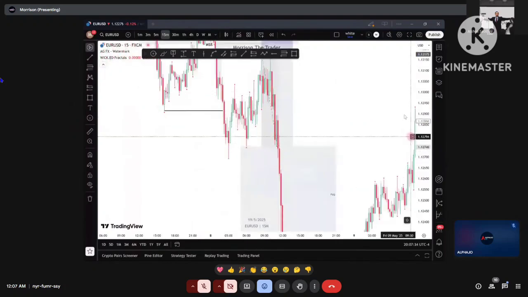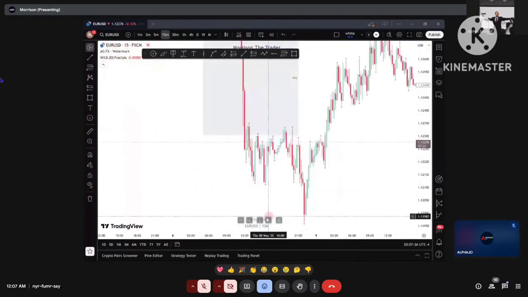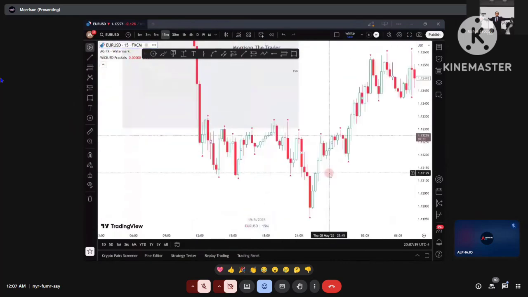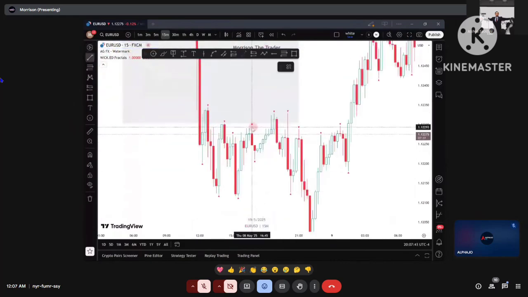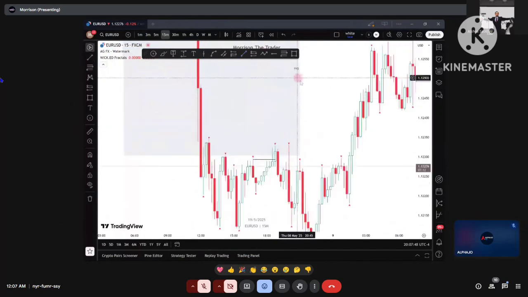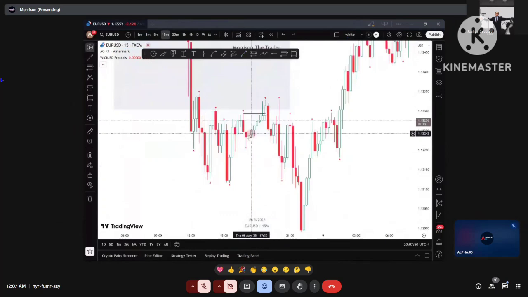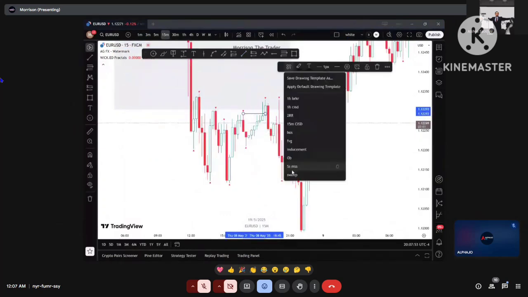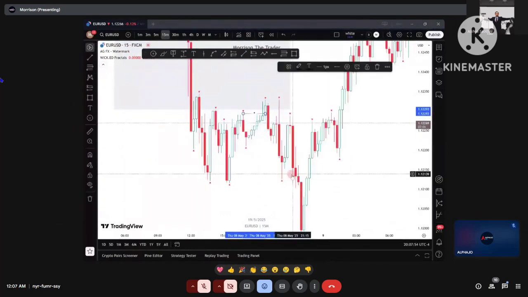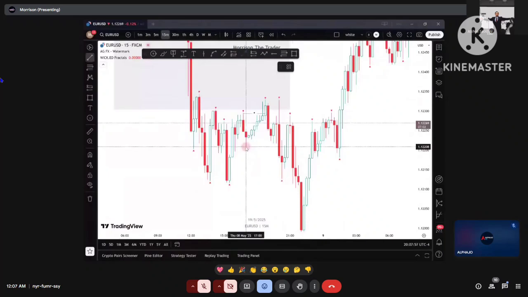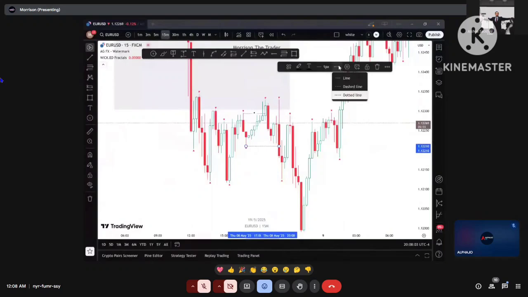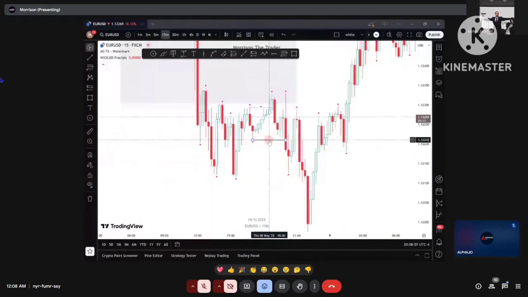Again, another last example. What did price do here? Price swept this high and then went into what? The 4 hour fair value gap right there. Price swept the high, went to that 4 hour fair value gap. And then what did price do again? It shifted market structure right there. Market structure shifts right here. And then it delivered lower.